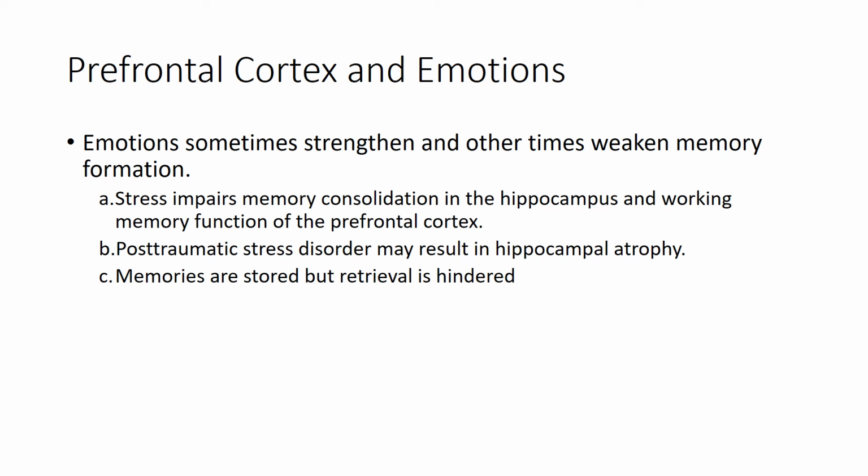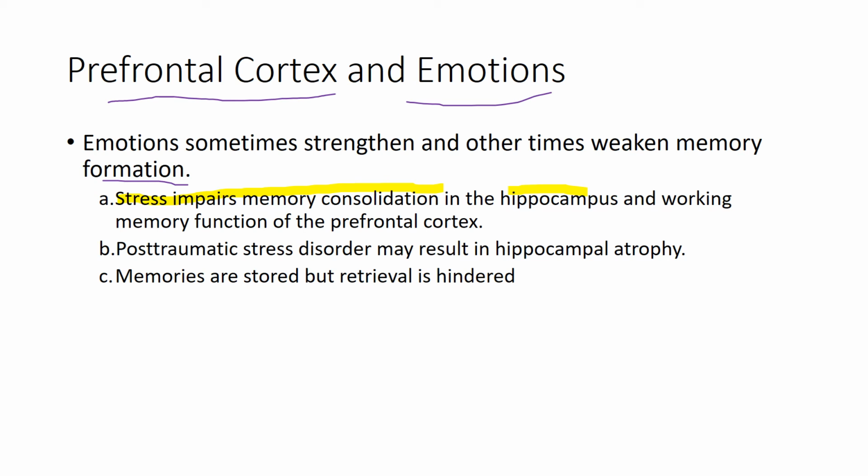Now, another example of the integration between the limbic system and emotions and our cerebral cortex, predominantly the prefrontal cortex in the frontal lobe, is where emotions are going to strengthen or weaken memory formation. A lot of this will have to do with cortisol, our stress hormone. And so stress, again no surprise, is going to impair memory consolidation within the hippocampus, and so it's going to decrease memory function in the prefrontal cortex.